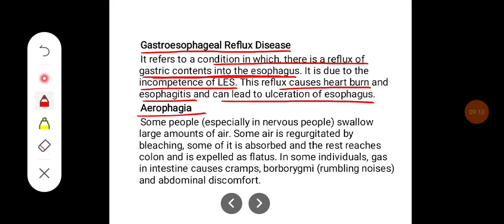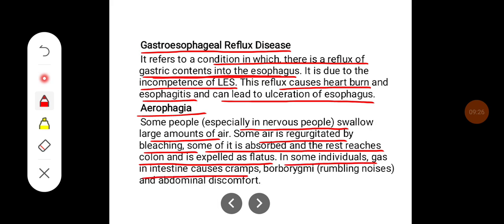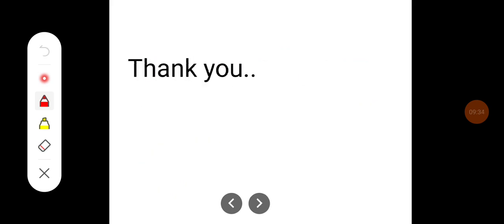Aerophagia. Some people, especially nervous people, swallow a large amount of air. Some air is regurgitated by belching, and some of it is absorbed and the rest reaches the colon and is expelled as flatus. In some individuals, gas in the intestine causes cramps and borborygmi, that is rumbling noises and abdominal discomfort. So this is in brief about mastication and deglutition.